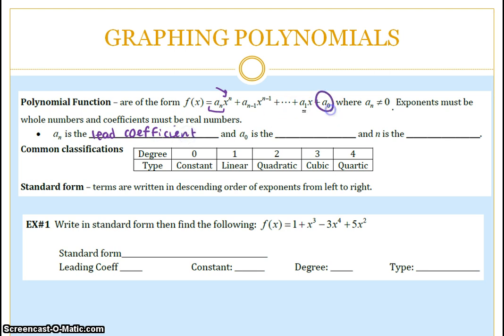A sub 0, the one without a variable, is called the constant term, or the constant, and n, the largest exponent, is the degree of the polynomial. And we have some common names: degree 0 is a constant. If the degree is 1, it's linear, then quadratic, cubic, quartic. Anything after that would just be degree 5 polynomial or degree 6 polynomial. Okay, but you should recognize the names.